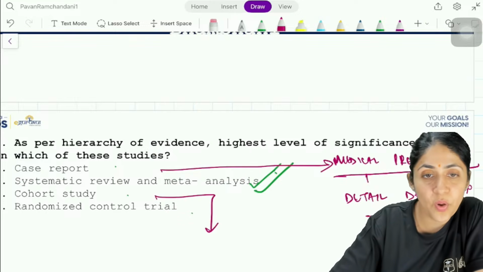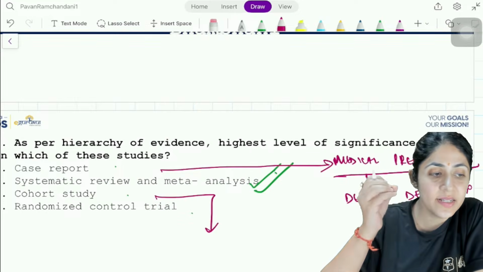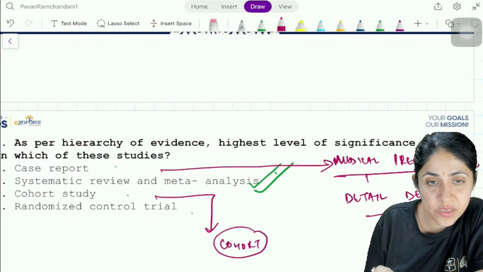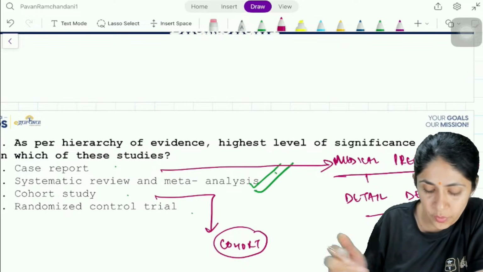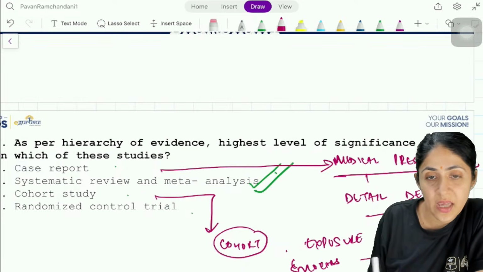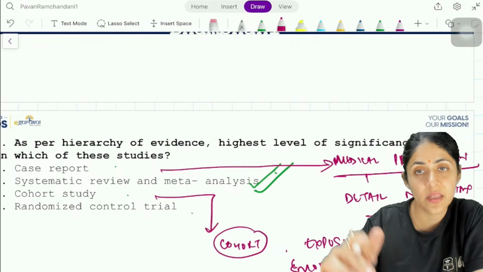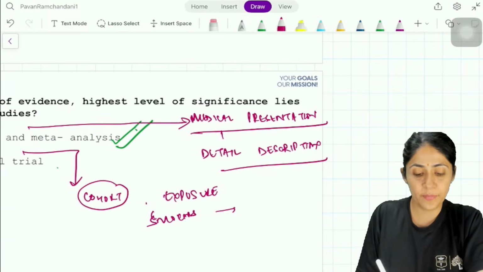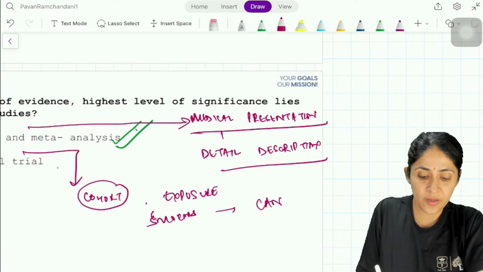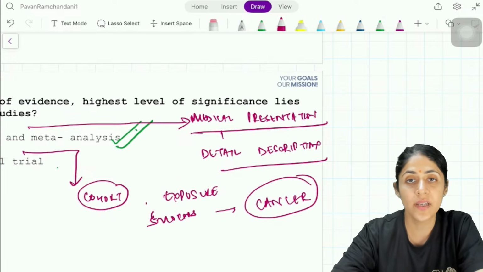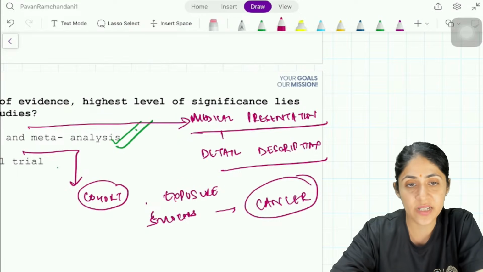Coming to the next option, we all know what a cohort study is. You select a group of individuals and follow them over a period of time. For example, you take a group with a particular exposure, say smokers, and follow them over a period of time to see whether cancer has developed in them or not. Is it clear now? That is called a cohort study.